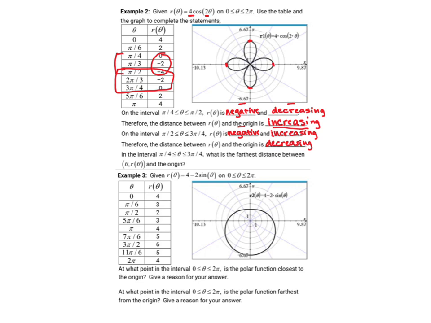Okay, so on the interval from pi over 4 to 3 pi over 4, what's the furthest distance from the origin? Right here. So only pi over 4 to 3 pi over 4. Negative 4. So furthest distance, distance is absolute value of displacement. So 4. 4 is the greatest distance.